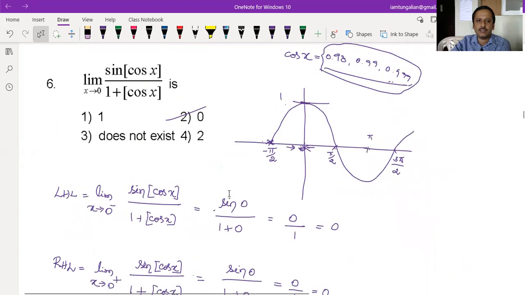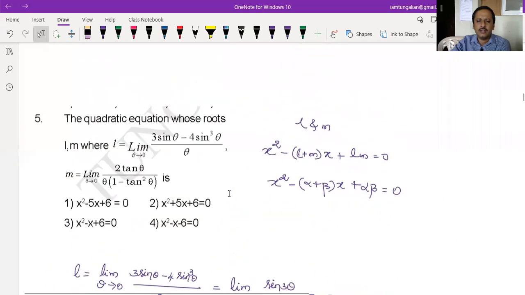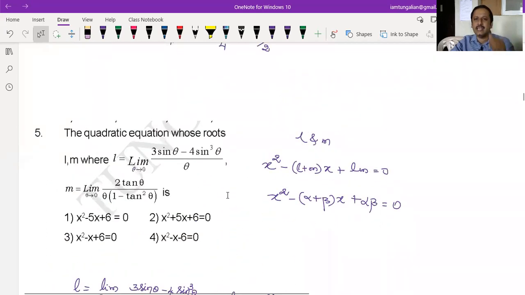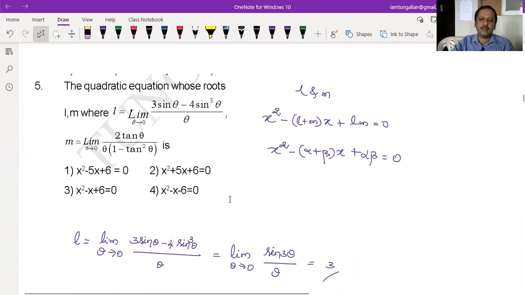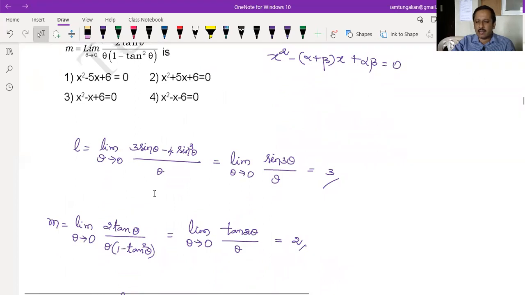Fifth question. The quadratic equation whose roots are L and M, where L is equal to limit theta tends to 0, 3 sin theta minus 4 sin cube theta by theta, and M is limit theta tends to 0, 2 tan theta by theta into 1 minus tan square theta. Okay. So we are asked to find a quadratic equation whose roots are L and M. So first we shall find out what is L. Let us evaluate that limit first.